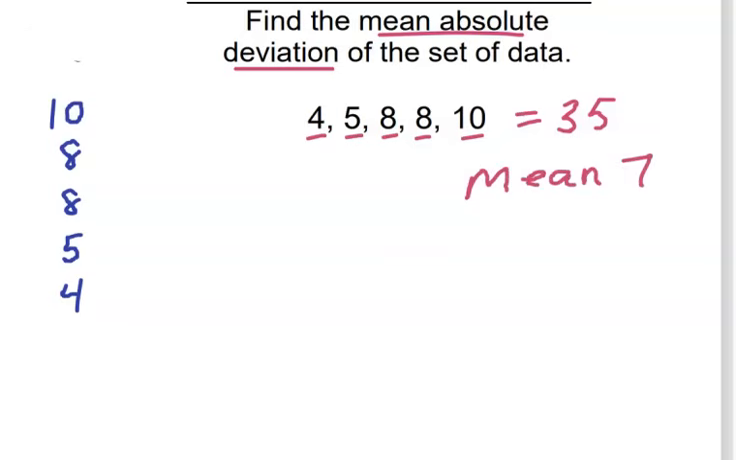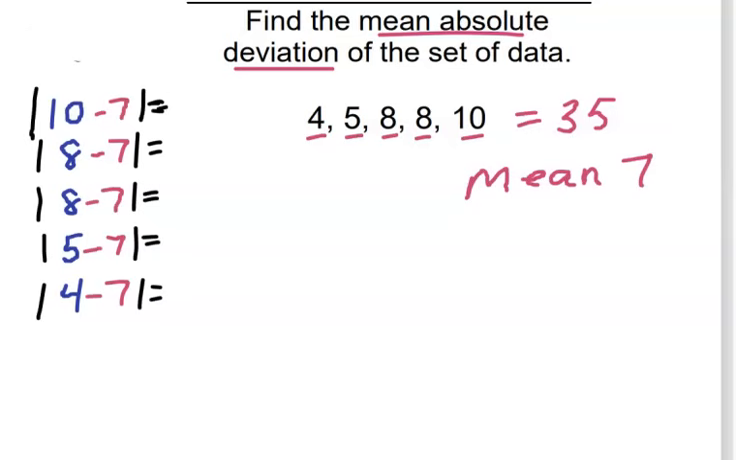So we're going to subtract that from all of the numbers in the data set. All right, so we have 10 minus 7, which is 3. 8 minus 7 is 1. 8 minus 7 is 1. 5 minus 7 is negative 2, but we're just going to keep it a regular 2. And then 4 minus 7 is negative 3, but it's just 3. So we have to add these up. We have 3 plus 3, which is 6, 7, 8, 9, 10. So the answer is 10.